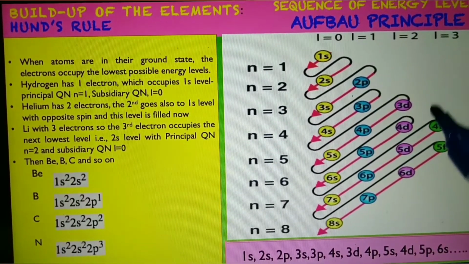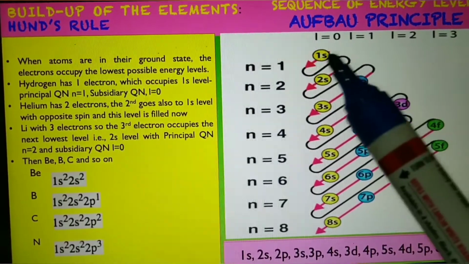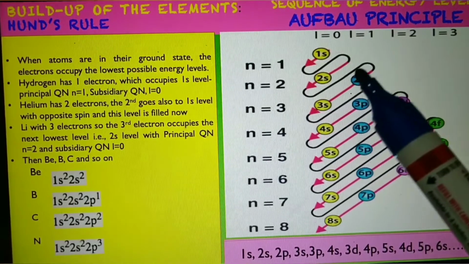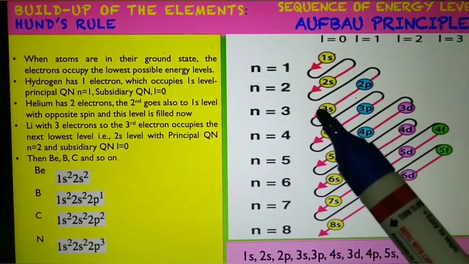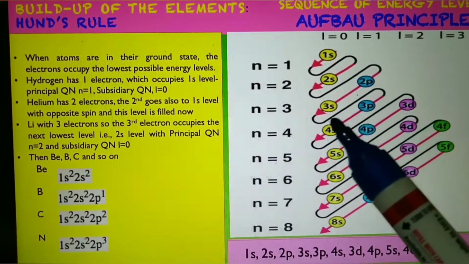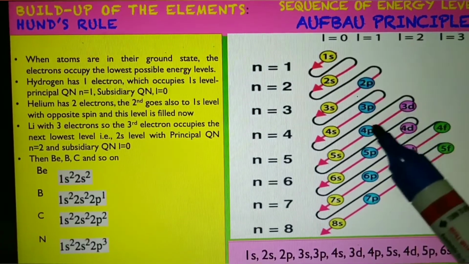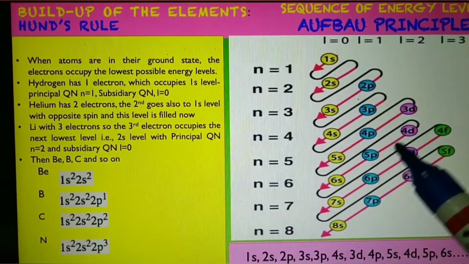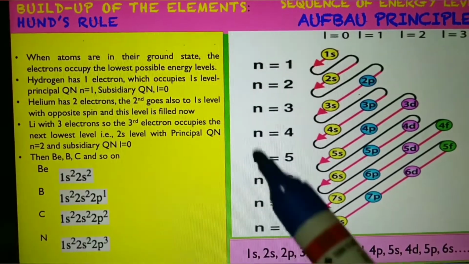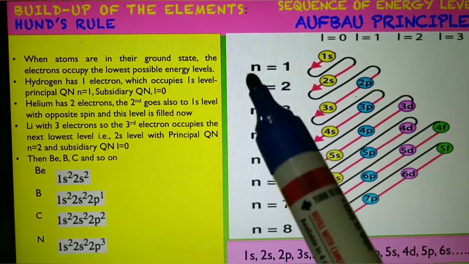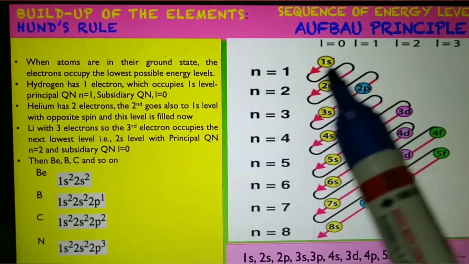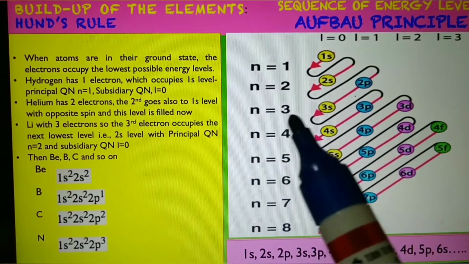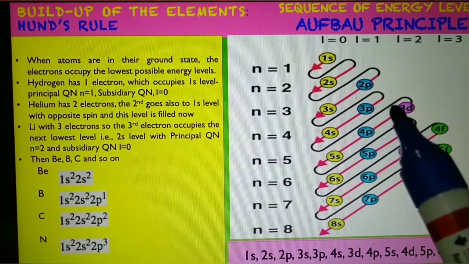So the orbitals are arranged according to their levels. 1s is the lowest level, then 2s, then it moves to 2p, then 3s, then 3p, then 4s, and 3d, 4p, and so on. And the filling of electrons takes place according to this order. Now let us see the filling of electrons into different shells and subshells in the elements present in each period of the periodic table.